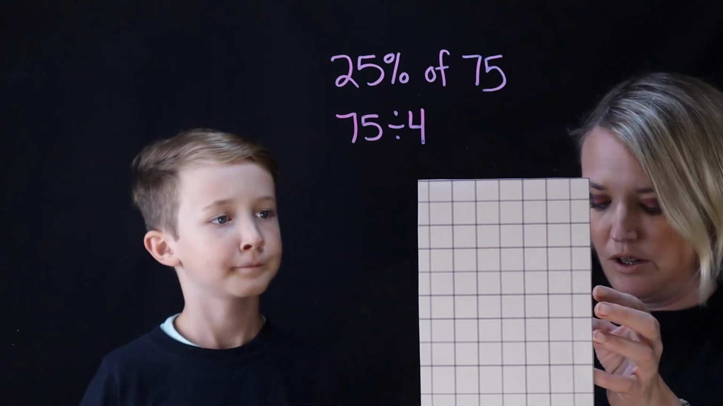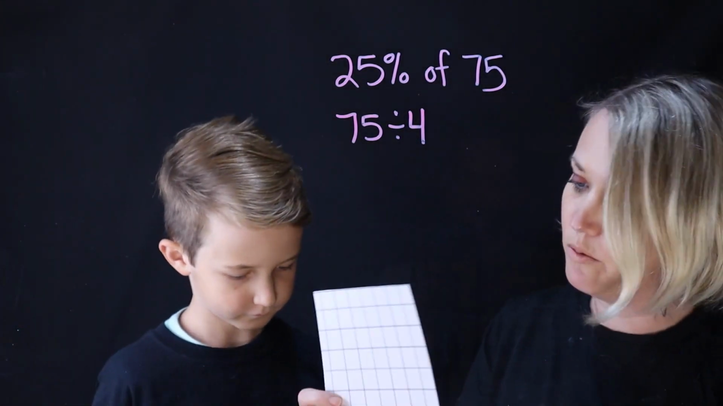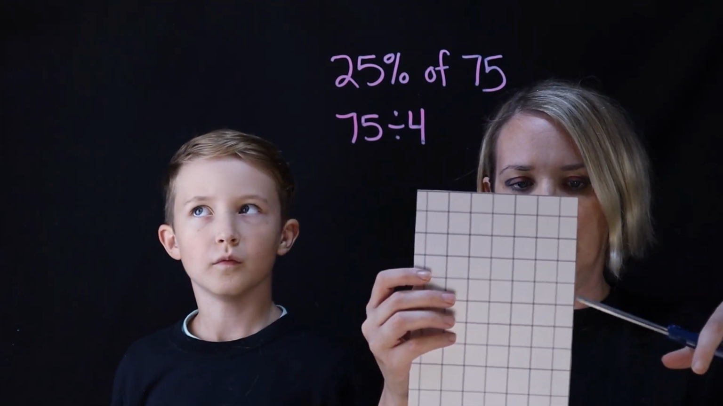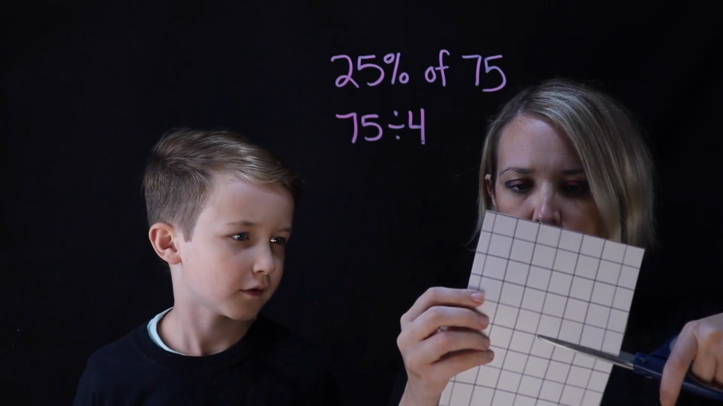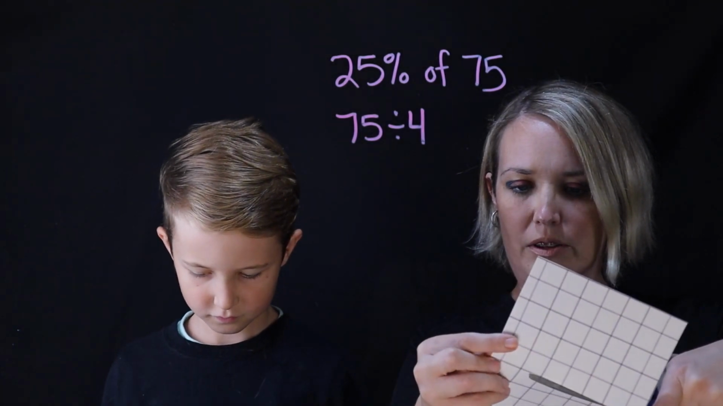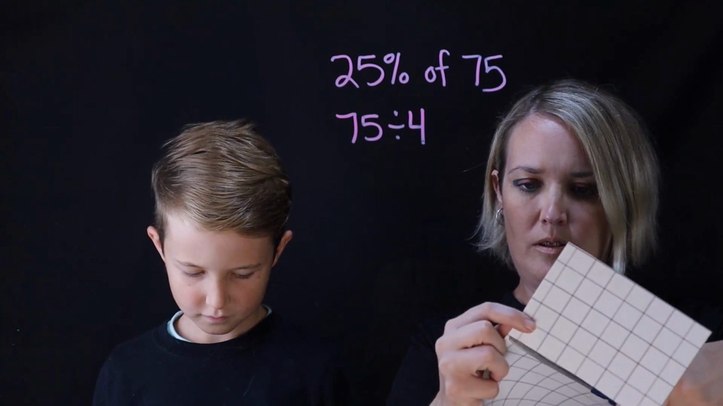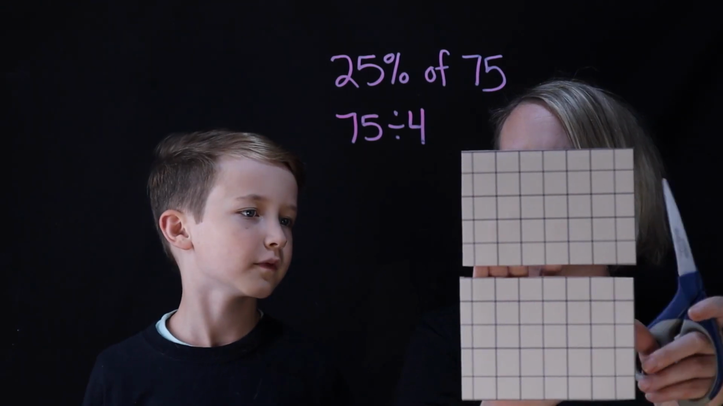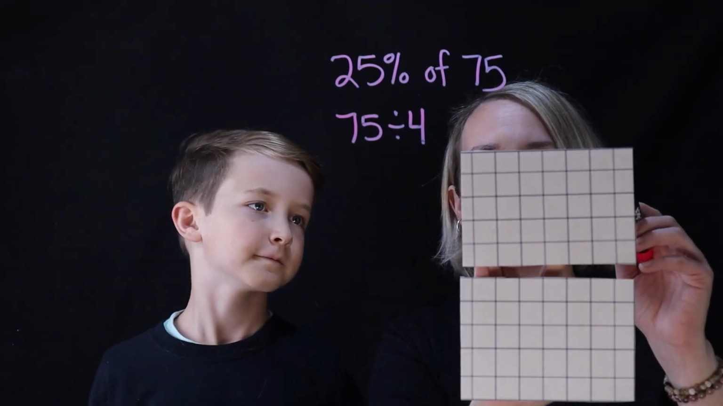Shall we first start by splitting it in half? Sure. Okay, so what's 75 divided by 2? I'm going to show you what it looks like on here. So I just split this into 2. 37.5.